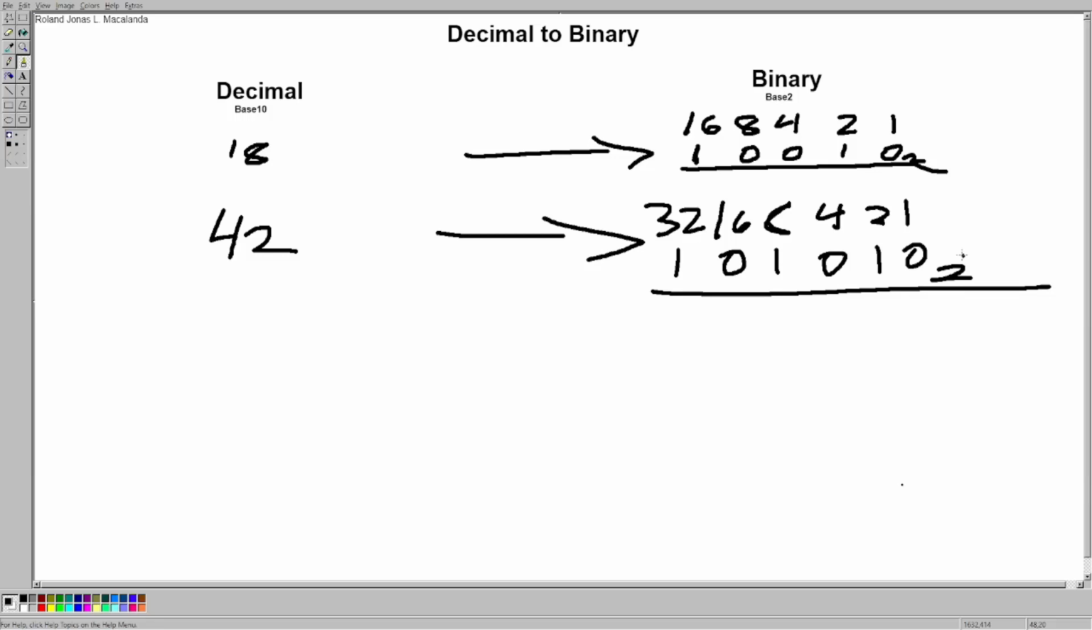This is how you make decimal to binary. That's all, and thank you.